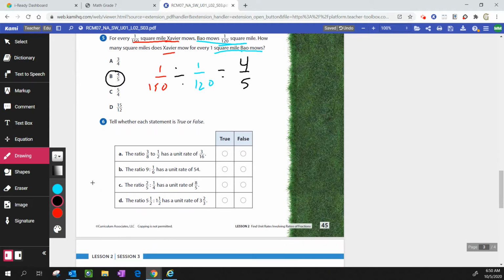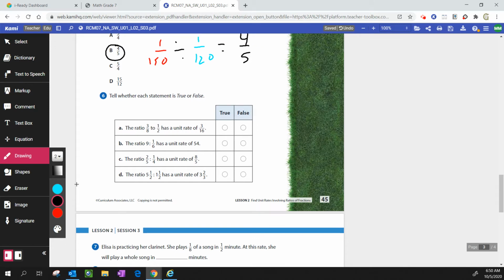Okay. Next one. These are all going to be really similar. When it says a ratio of 3/8 to 1/2, that means I'm going to do 3/8 divided by 1/2. And when I do that, I get an answer of 3/4. So I'll just write in the rest here. I get an answer of 3/4, which is not 3/16. So this one was false.